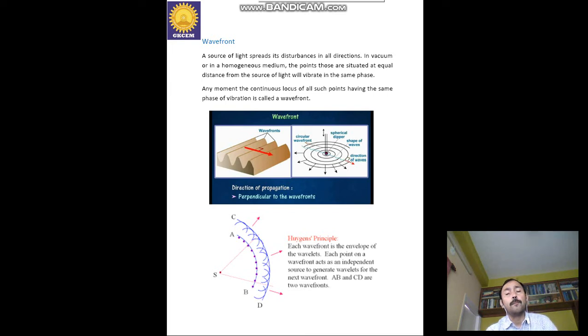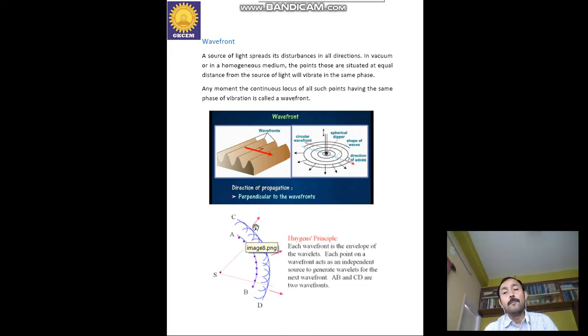Suppose you are dropping a stone in a pond, what will happen? The continuous crests and troughs are produced and they will move towards the end of the pond. That means there is a wave. Where we have dropped the stone, it is the primary source of disturbance. From Huygens principle, each primary source of disturbance will produce secondary sources of disturbance. You can see this is the primary source of disturbance, this is the secondary source of disturbance.